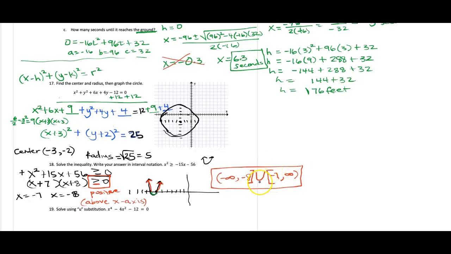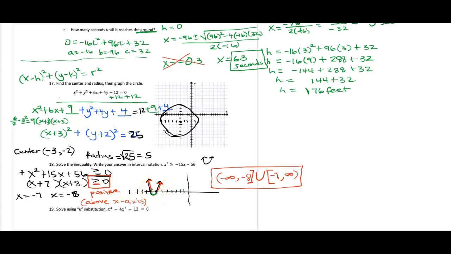On the videos, they may have shown you a chart with positives and negatives to figure things out that way. I'm fine with it if you do it that way. If you understand what I was just saying, that's what you're looking for. If it said we wanted the stuff less than or equal to 0, then it would just be that green part, the stuff in between negative 8 and negative 7. But since it's greater than 0, we want the stuff above the x-axis. So that's the majority of it.